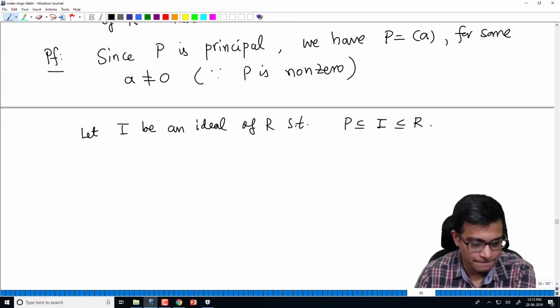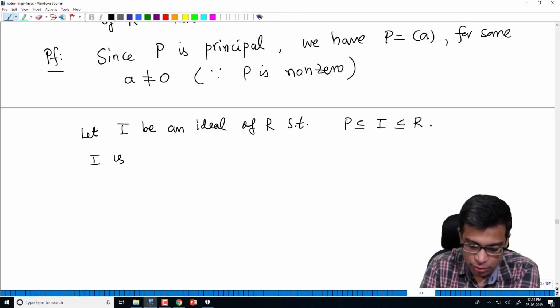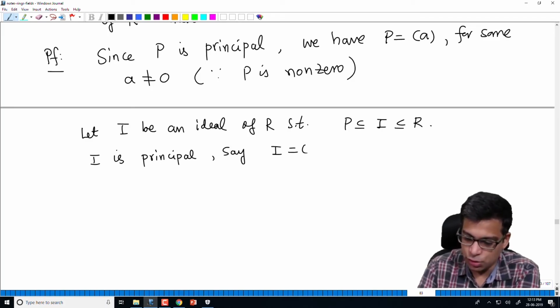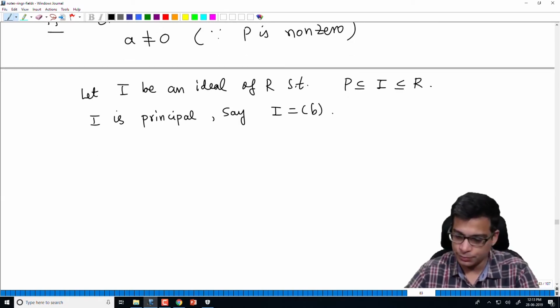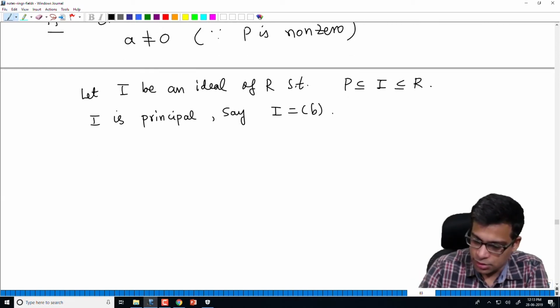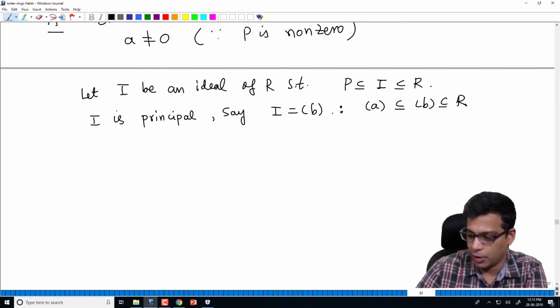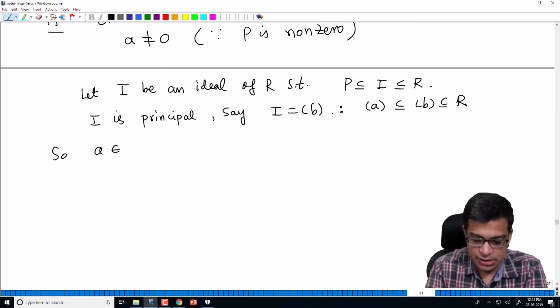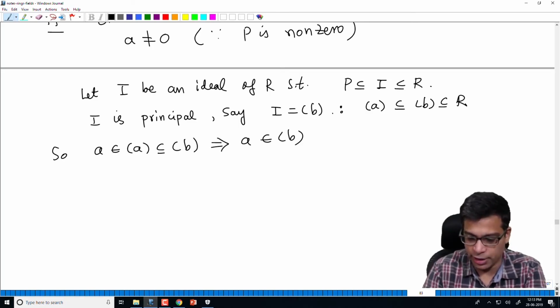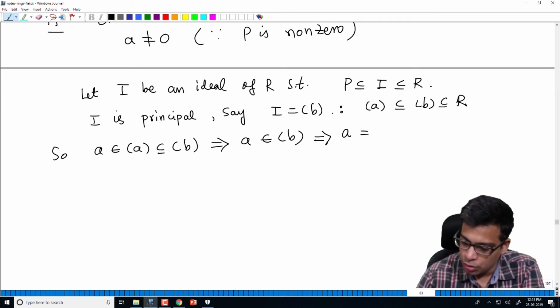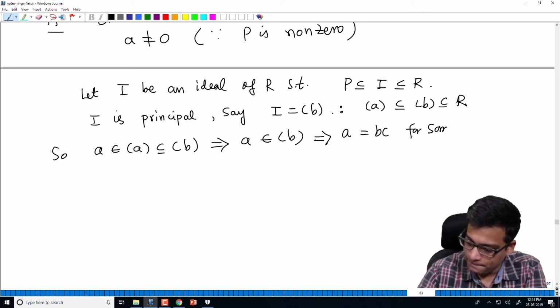So again, using the hypothesis that R is a PID, I is principal. So suppose I is generated by a single element. What we have is just rewriting this: the ideal generated by A is contained in the ideal generated by B. So A is an element of the ideal generated by B, which means A is equal to BC for some C in R.